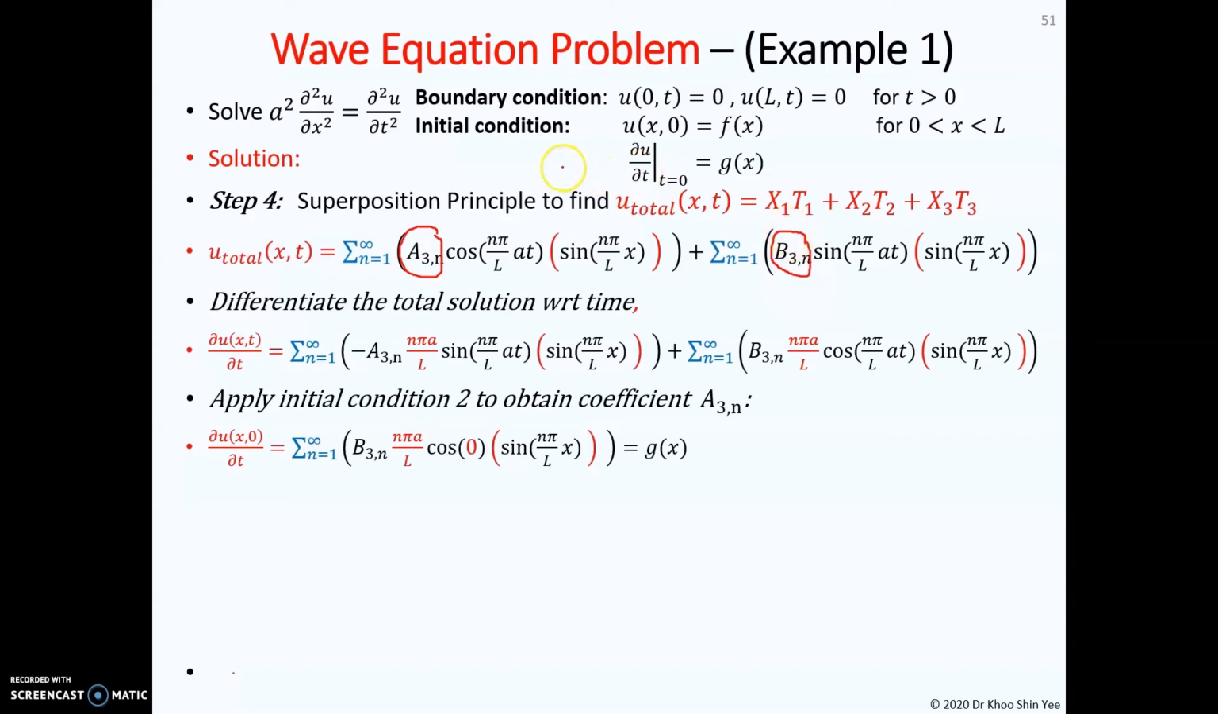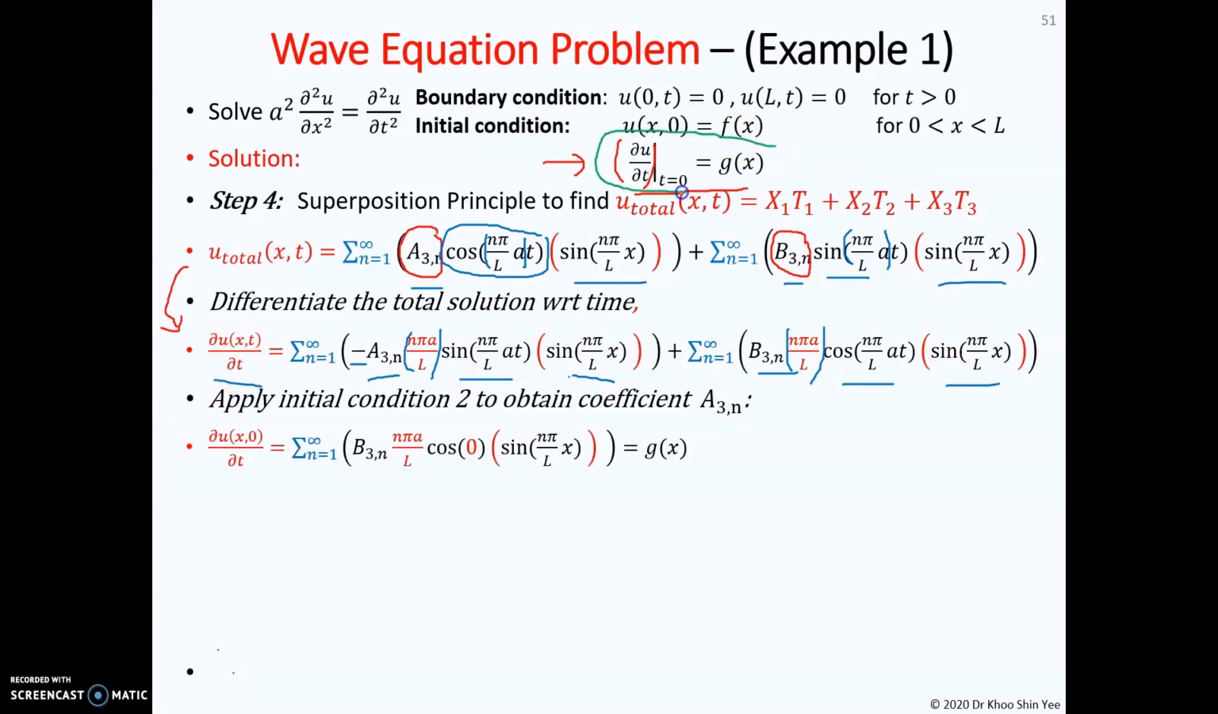To find this coefficient, we need to apply the second initial condition, which requires differentiating u with respect to t. The X function here will remain during the differentiation. The constants A and B can remain as well. Then you differentiate the cos, which gives you negative sine, and multiply with the coefficient inside here. Differentiate the sine here, which gives you cos, and multiply with the coefficient inside here. So this is the result after you differentiate with respect to t.